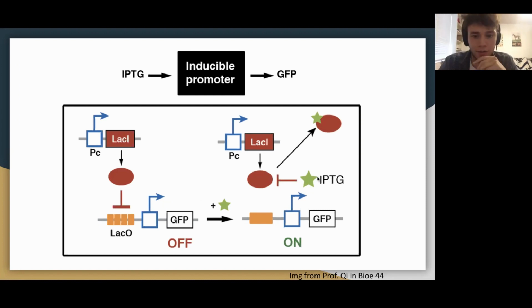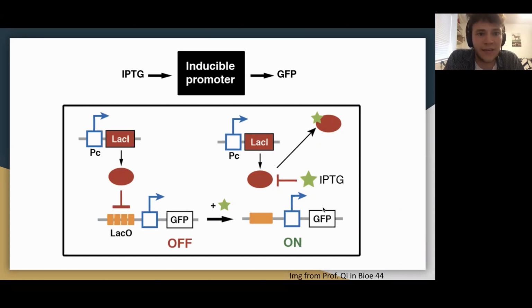Now I add this inducer. Again, this is my synthetic allolactose, which is IPTG. This will then bind to the LacI protein, which again is a repressor protein. Conformational change, so it will no longer bind to this operator region and we have this on. So this is an off to on switch once I add IPTG, if you want to look at it from that framework.